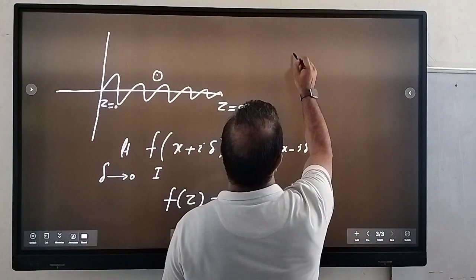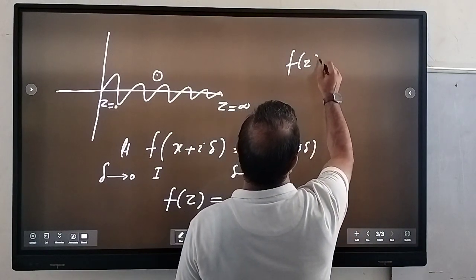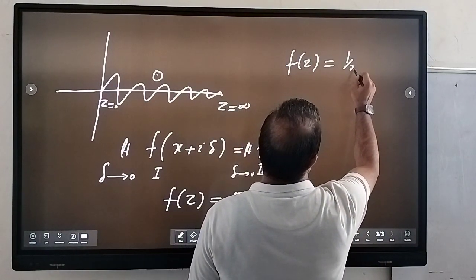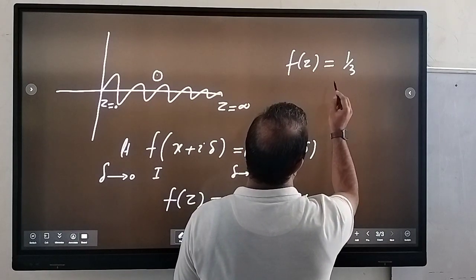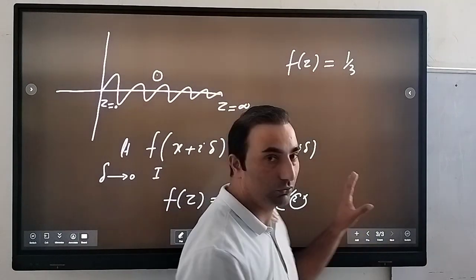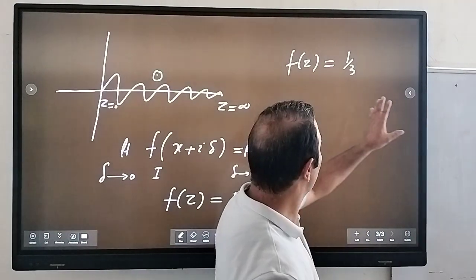And similarly, if we have f of z equal to z raised to the power 1 by 3, so we need 3 Riemann surfaces. So that means we need 3 Riemann surfaces. Sorry.